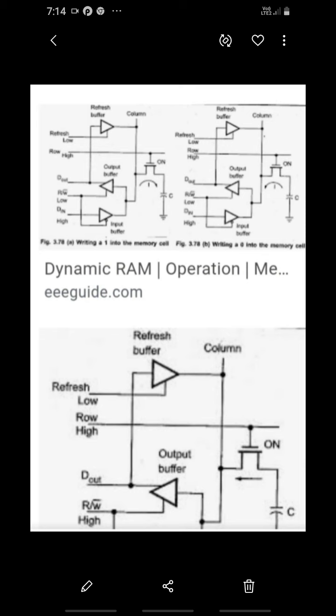So this is about the working of diode ROM, the working of dynamic MOS RAM, and the differentiation between static RAM and dynamic RAM.